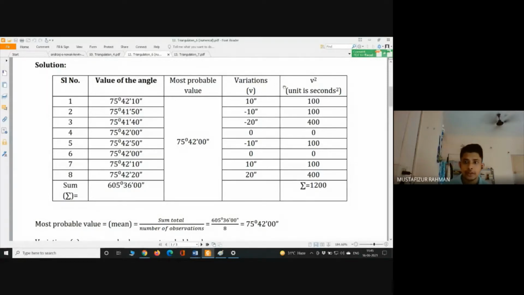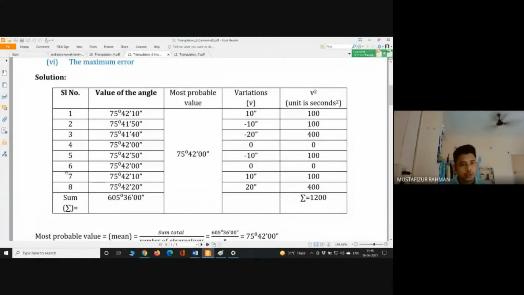Then we are also finding the v square value, because that will be required as per the formula to find the standard deviation. So these things are easy. We were given 8 measurements of the same angle. We need to find the mean value or the most probable value, so we added them up. We got the summation, divided by the number of observations, 8 in this case, and got the most probable value. Then we find the variation, which is the difference between the measured value and the most probable value. So measured value minus most probable value, and we write the variations. The unit is second. Then v square, the variation square, we write down here. The unit will be second square.